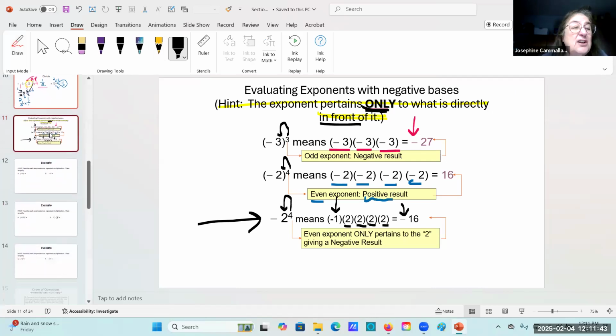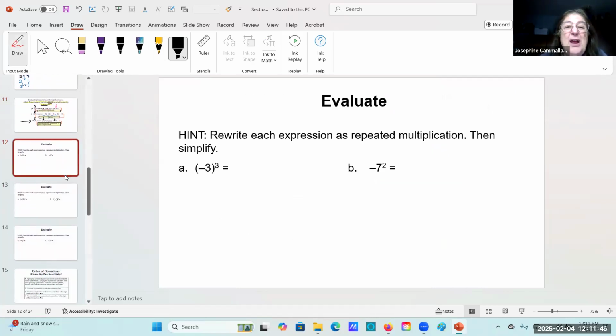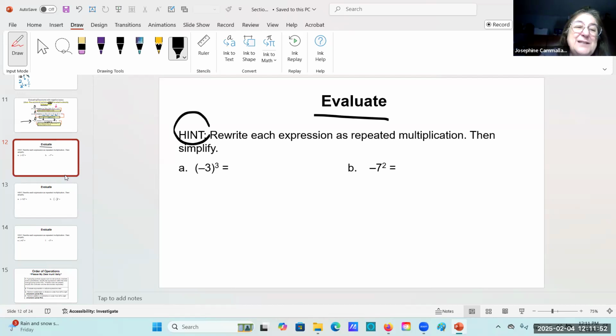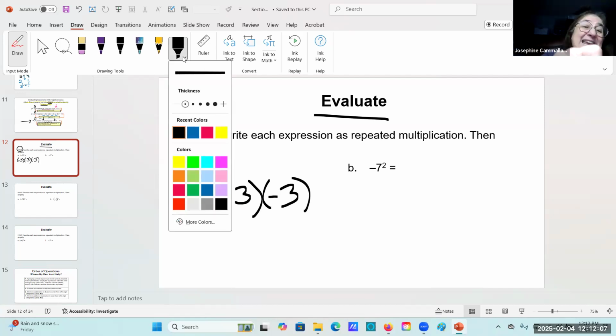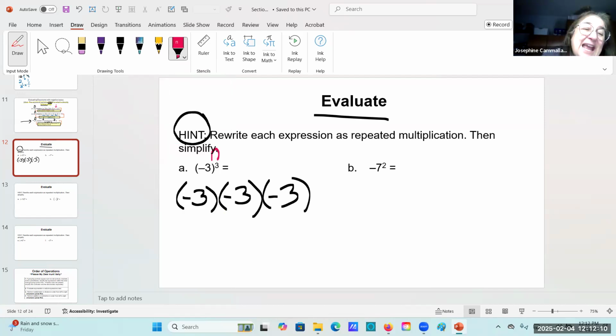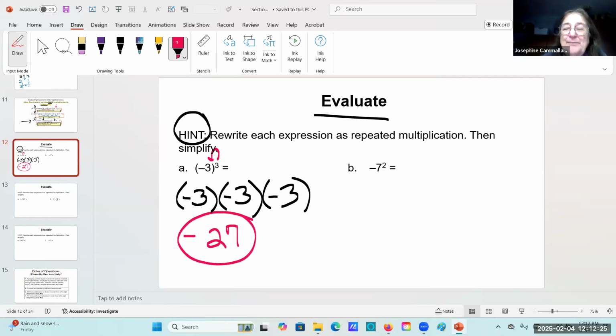Let's take a look at these problems. Now they're asking you to evaluate, but this is my hint. What does A represent? -3, -3, -3. Why? Because this 3 has a parentheses directly in front of it, which means what's in the parentheses is written 3 times. So my answer is a -27.